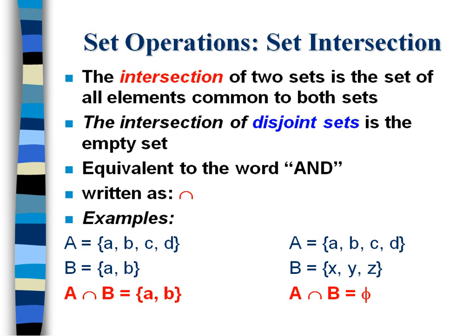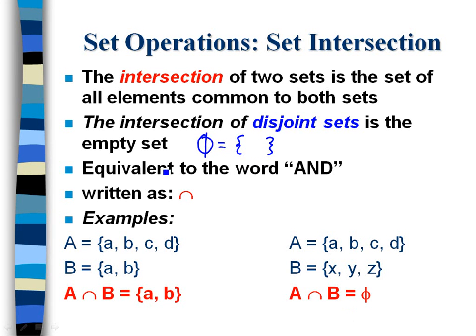The intersection of disjoint sets is the empty set. The empty set is written like so. If you see this little circle with a line going through it, that's the empty set. The empty set is the set with nothing in it. It looks like this, and it's a set, but it has nothing inside of it. So we call it the empty set.